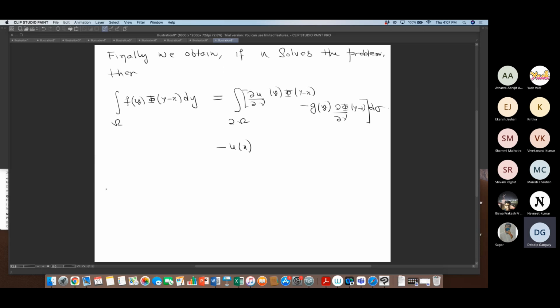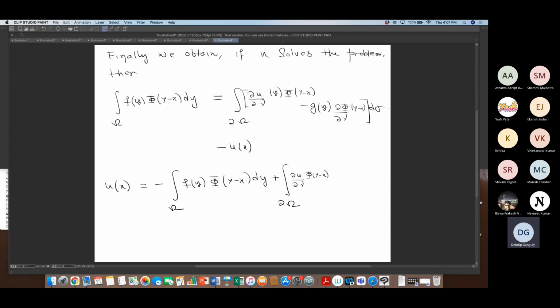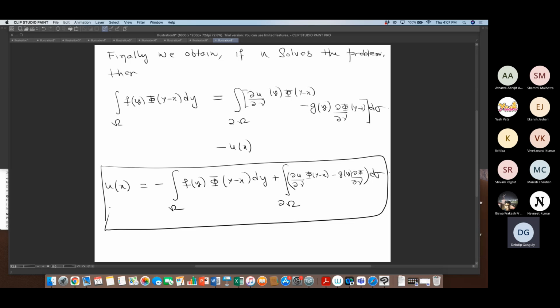Now rearranging the terms, we have the solution ux. I write down, del omega by del nu phi of y minus x minus gy del phi by del nu at the point y minus x d sigma. So we have got a representation. If u satisfies that equation, then I can write ux equal to minus integral fy phi of y minus x dy plus the boundary term with g and del phi d sigma. Is that clear?